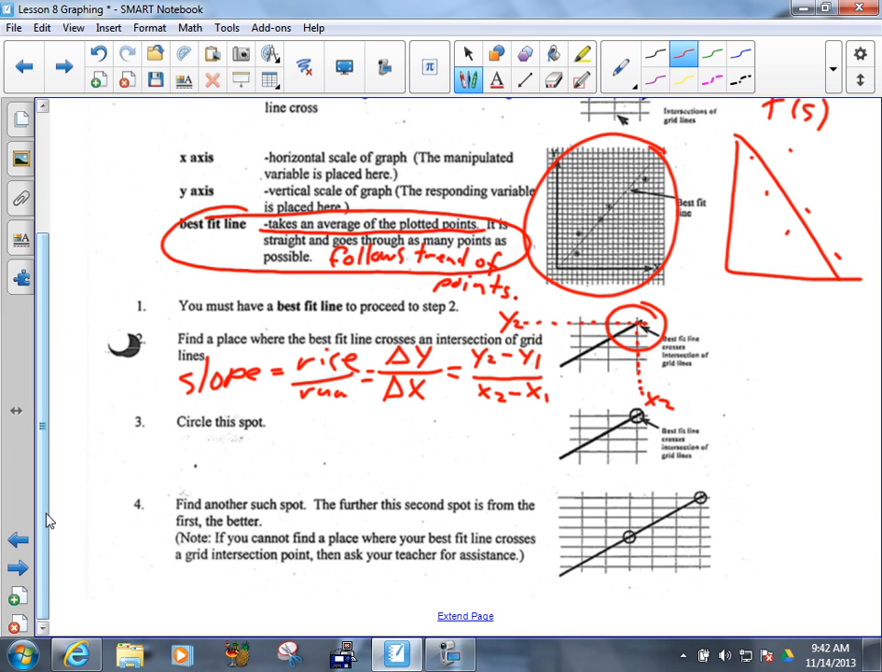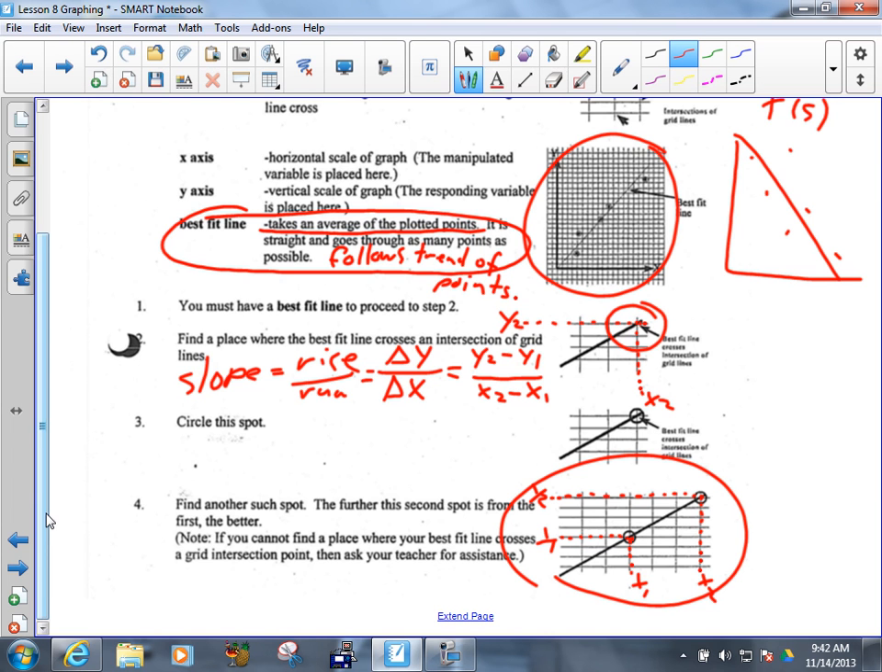Would it be a good idea to circle the points you use for your slope calculation? Yes, please do. And that's what they show here. On this picture right down here at the bottom, they found their 2 grid intersections. They've circled them. So now when they go across to the y-axis, this will be y2. This will be y1. This will be x2, and this will be x1. Then you can plug them into the slope formula, and you're off to the races. Does that make sense to everybody?